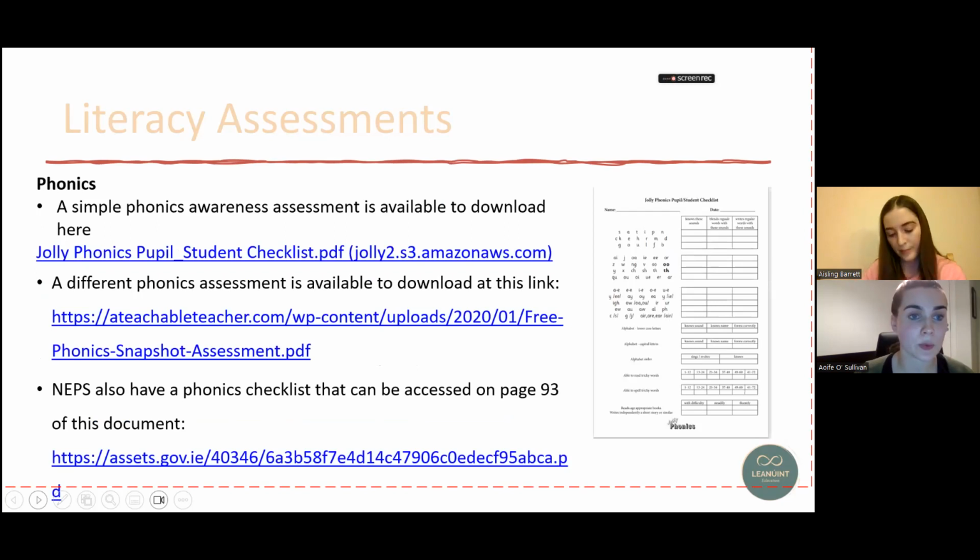We also recommend that when you're assessing a child's literacy ability, you look at their phonics, their understanding of phonics. I'm sure we're all very familiar with the one here on the right-hand side of the screen, which is the Jolly Phonics pupil checklist, which goes through the phonics taught using the Jolly Phonics program, which is used in many schools. But there are two other phonics assessments here, which are freely available to download. The NEPS one at the bottom is particularly useful, and it's available on page 93 of the document that we have linked.